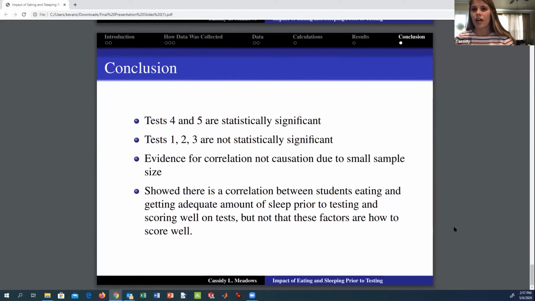So in conclusion, looking at the third bullet here, I wanted to point out that this is evidence for correlation, not causation, and this is due to a small sample size. My sample size was about 30 students probably in each class period. I got about halfway through this project and realized, oh my gosh, my results may not be all great and dandy like I wanted them to be. I thought that I was just going to come out at the end and say, look here, if you eat and you sleep, you're going to get 100 on the test.